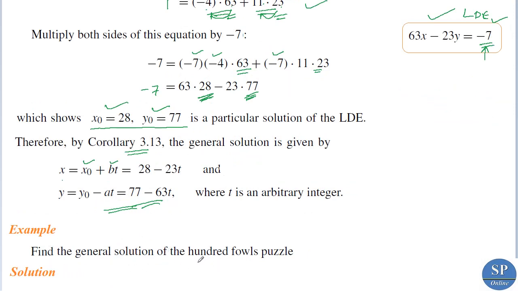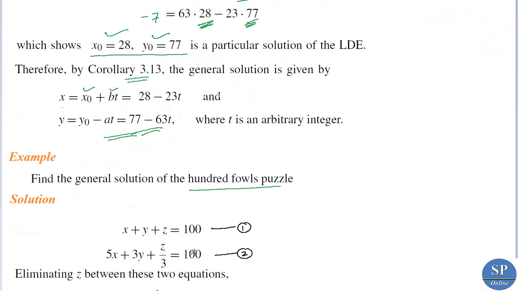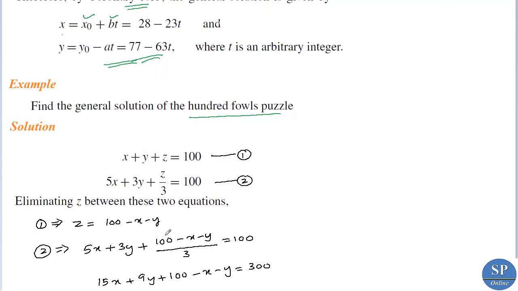Find the general solution of the 100 fowls puzzle. We already discussed and solved this puzzle in the previous lectures. Here we know these are the equations in this puzzle. To find the solution of these equations, we first try to eliminate z. We have three variables and two equations, so first we can eliminate the variable z.